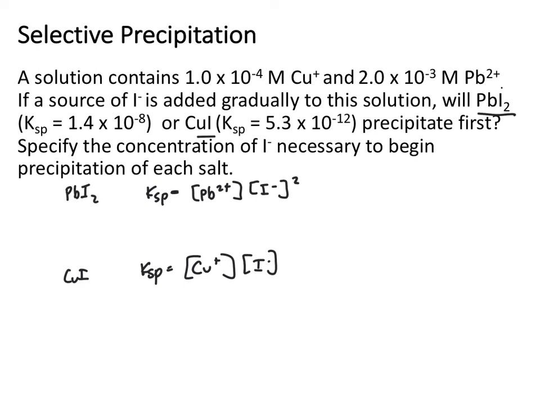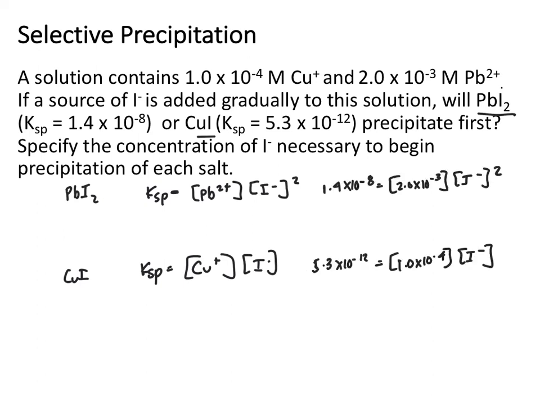Then we're going to plug in the values that we know for each of these. We know Ksp for each of our expressions here, and we also know the lead and copper ion concentrations respectively. This will allow us to subsequently solve for our I-. So we're going to plug those values in. Now that we've plugged all those values in, we can manipulate the equations and solve for I-. Now that we've solved for I- for each of these, we're going to compare these values.